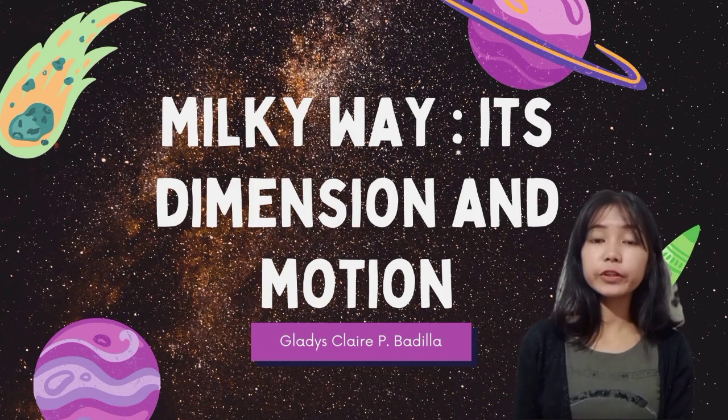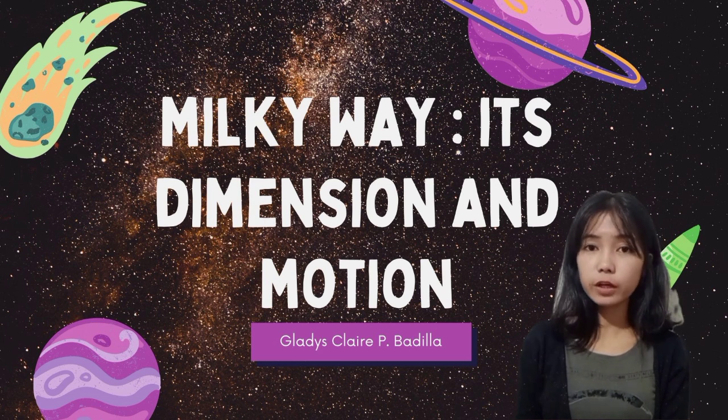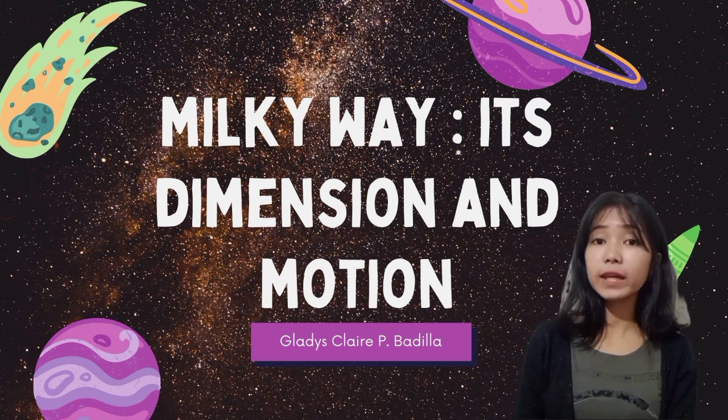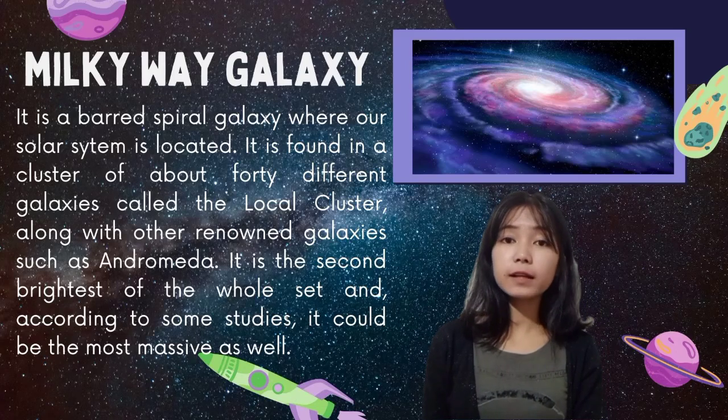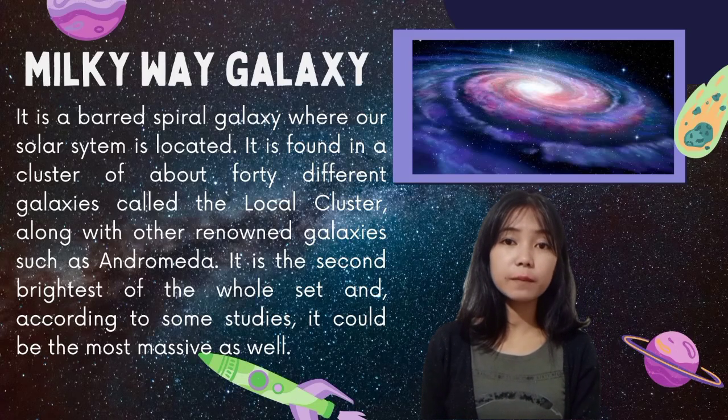Good day everyone. For today's discussion, we will talk about the Milky Way's dimension and its motion. Let's first define the Milky Way galaxy. It is a barred spiral galaxy where our solar system is located.